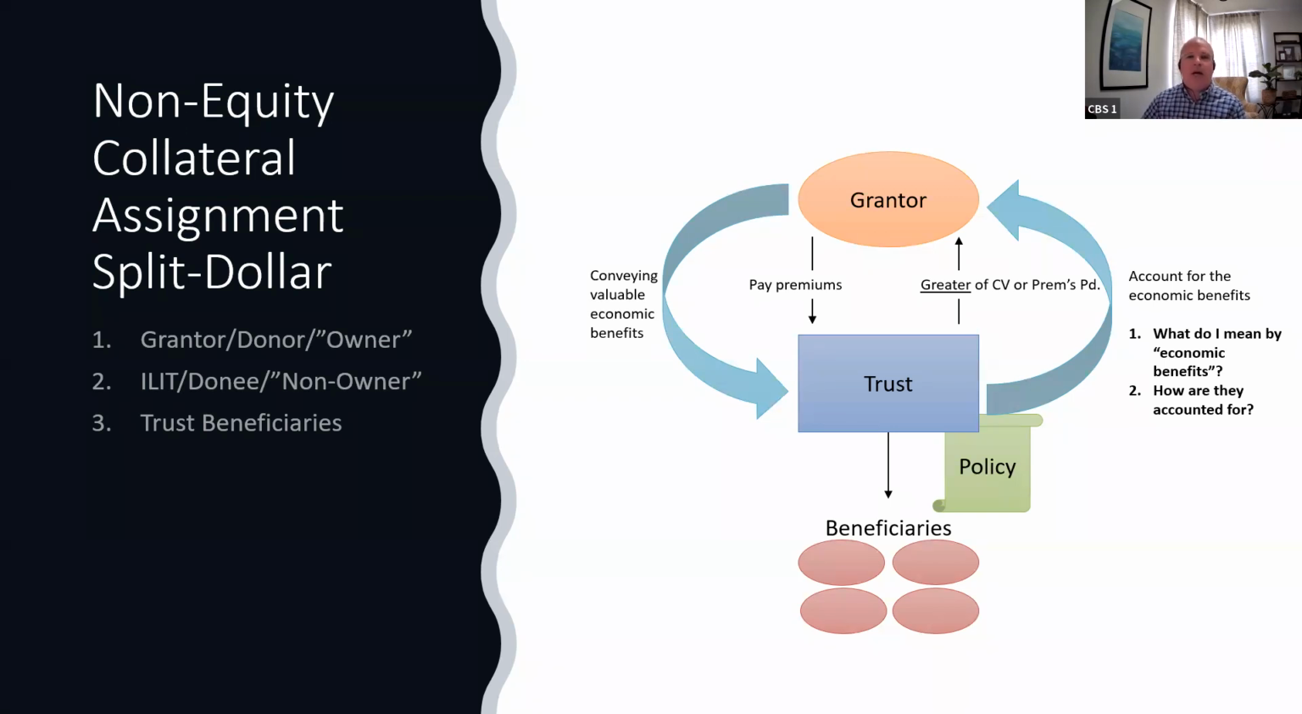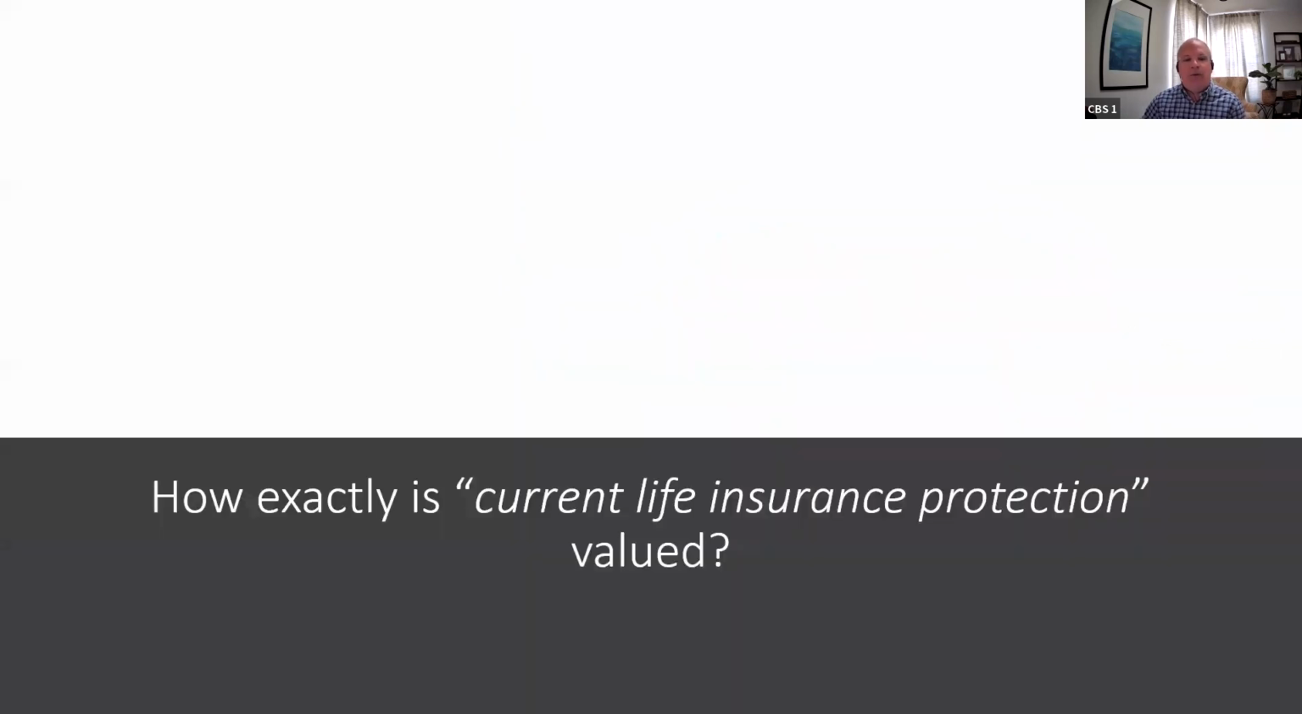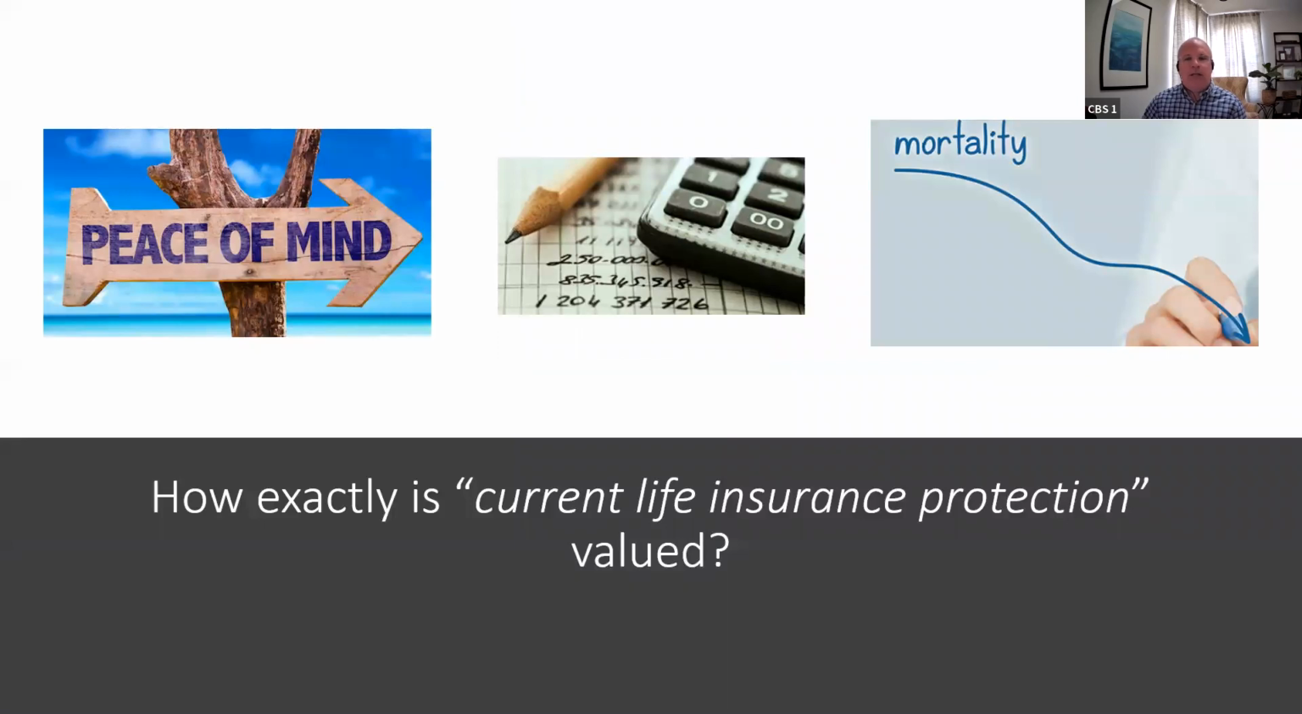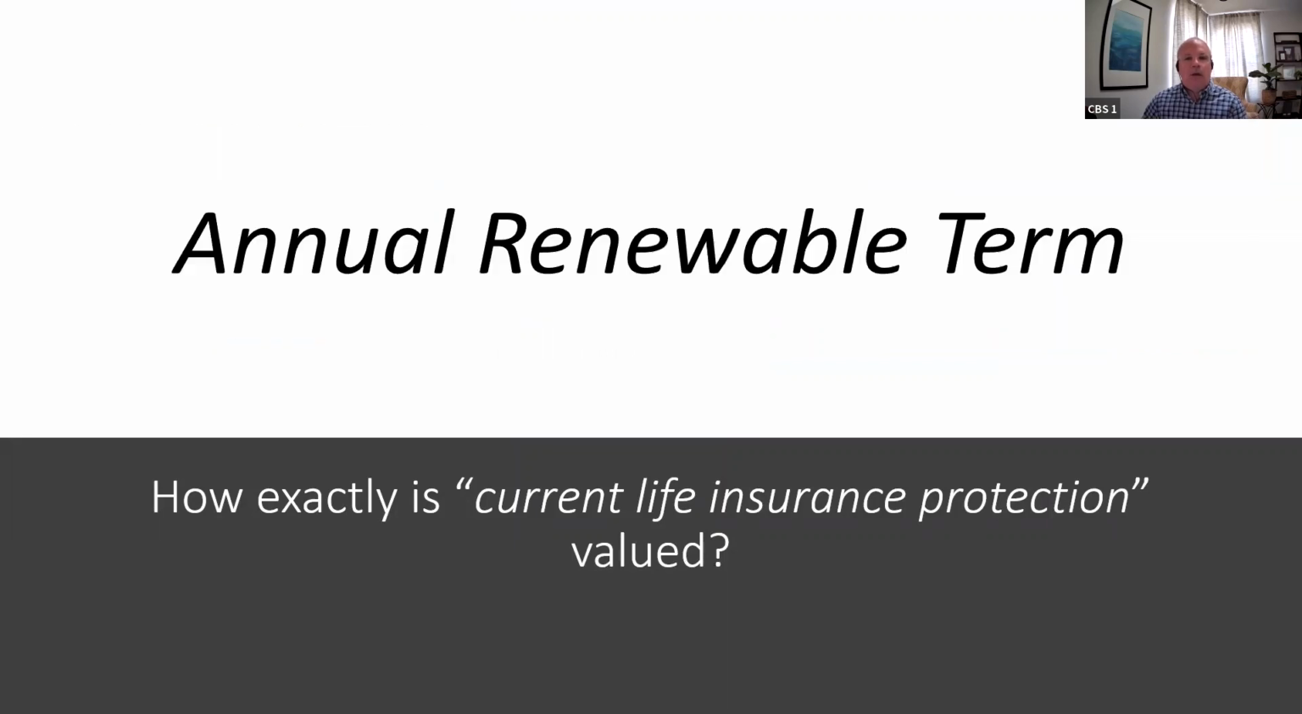The way I view economic benefits, the grantor is conveying a death benefit for 1 year to the trustee for the benefit of the beneficiaries. So how do we value current life insurance protection? Well, it's peace of mind for 1 year, right? So if you had a $1 million death benefit, you're getting $1 million of protection for 1 year. That's called annual renewable term. Many life insurance companies manufacture that product.